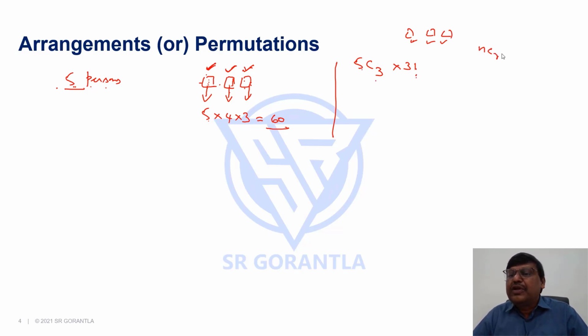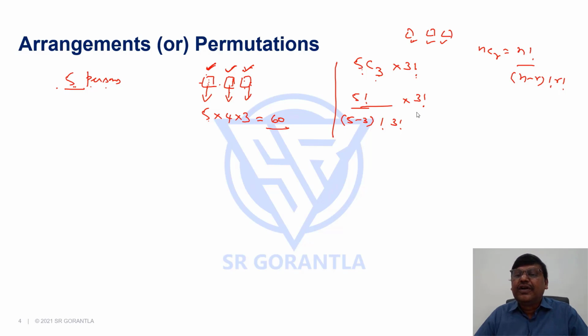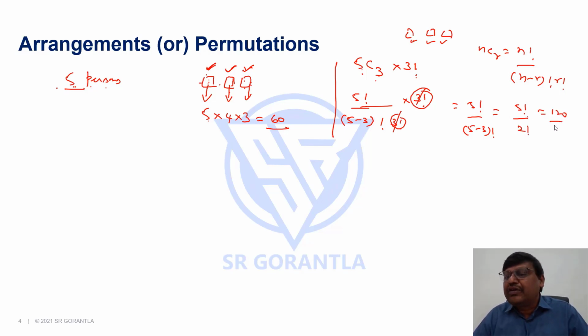And what is the nCr formula? You know, the nCr formula is n factorial by (n minus r) factorial into r factorial. So 5C3 equals 5 factorial by (5 minus 3) factorial into 3 factorial. This is 5C3 into 3 factorial. If I do, you can see 3 factorial gets cancelled. It will be 5 factorial by (5 minus 3) factorial. So it is 5 factorial by 2 factorial. 5 factorial, you know, is 120, by 2 factorial, 2. My answer is 60. Right?